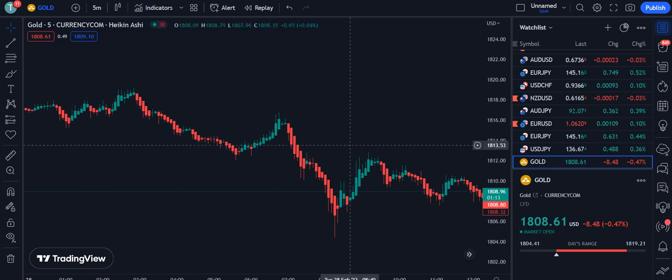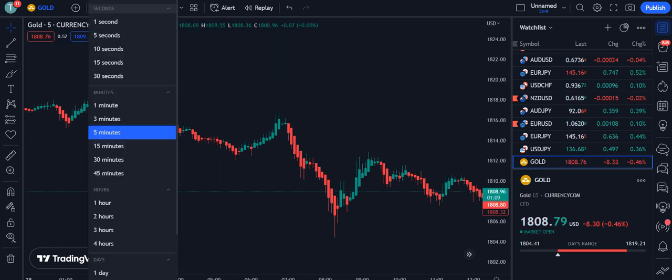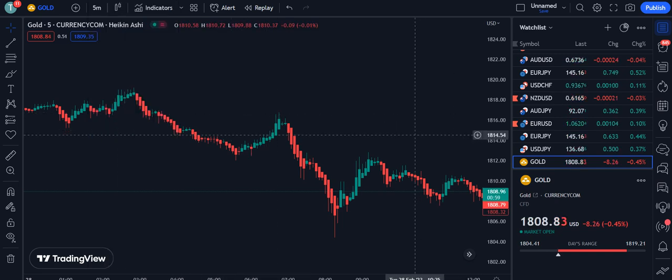First of all, I will be telling you that here I am using a 5 minutes chart time frame. You can also use from 1 minute to 15 minutes chart. Here I am using 5 minutes because I'm comfortable with the 5 minutes time frame.